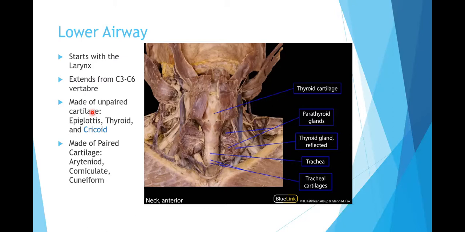Mr. McCarthy, can you say the unpaired cartilage one more time just so I can hear? Unpaired cartilage is the epiglottis, the thyroid, and cricoid. Can y'all see my screen? Okay. Epiglottis, thyroid, and cricoid.